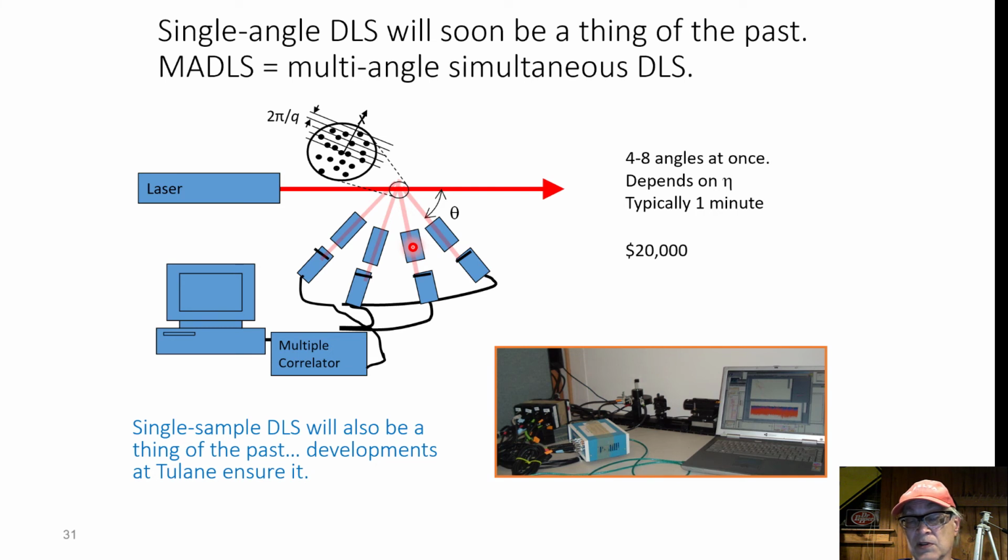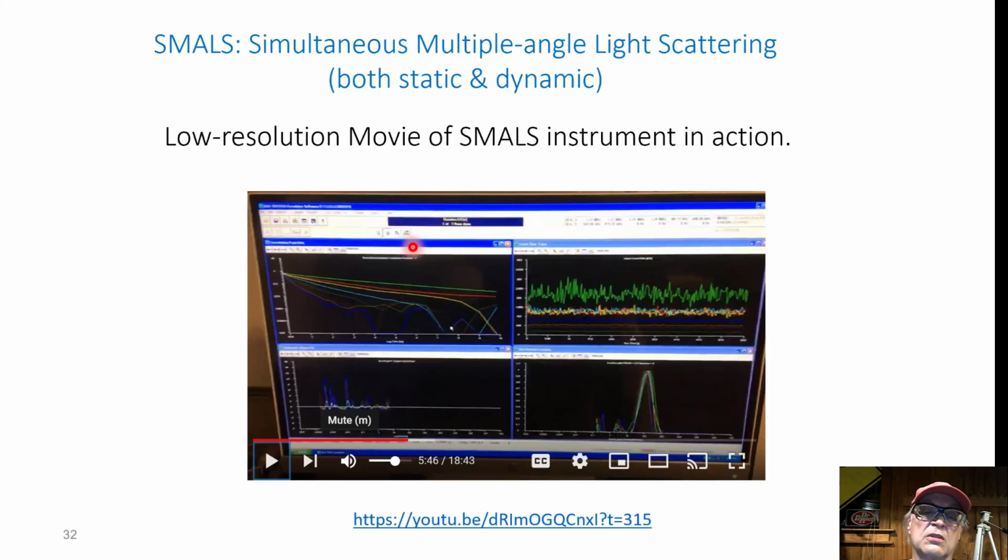Detectors are expensive in this game because they have to perform well. They have to be able to count a million or more photocounts per second without screwing up, and so this costs money. But in fact, the prices have come down a little bit, so it's possible to think about these multi-angle, multicorrelator dynamic light scattering instruments. And our current best at that is described on this thing.